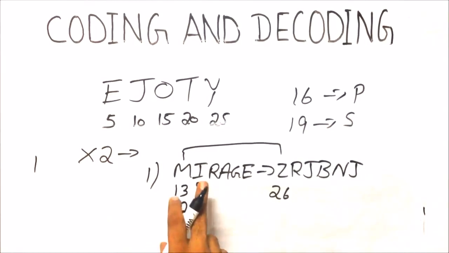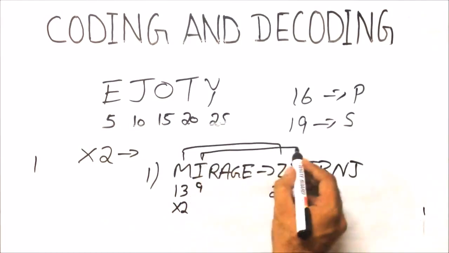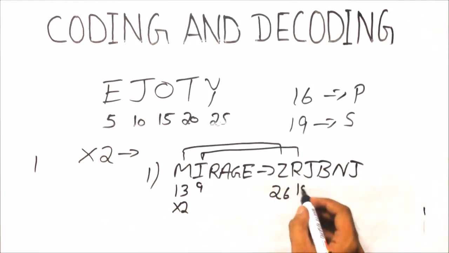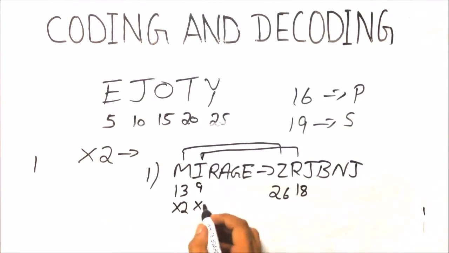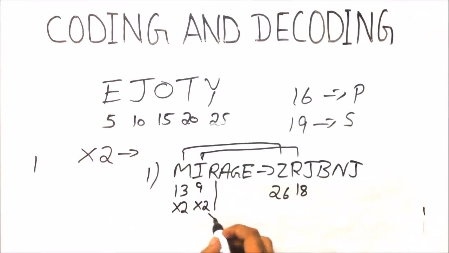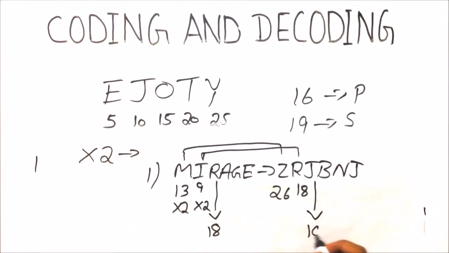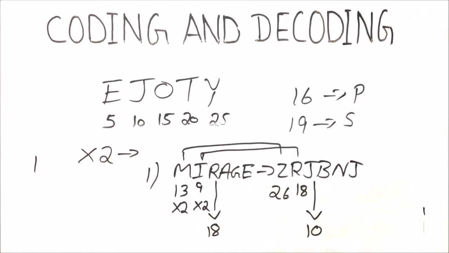Now the next letter is I, which comes at the 9th place, and the code for I is R. So you could easily guess that R comes at the 18th place. So here it is the multiplication 2 pattern. But the tricky point is R. R comes at the 18th place, and the code for the letter R is J, which comes at the 10th place. Now there is no multiply 2 pattern over here. But if you look clearly, R comes at 18 and the double of 18 is 36.